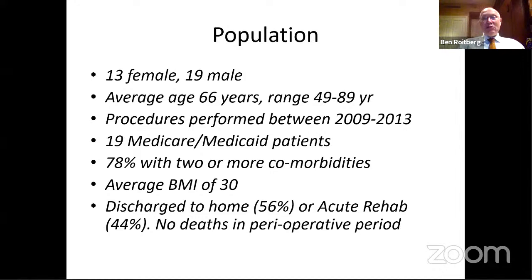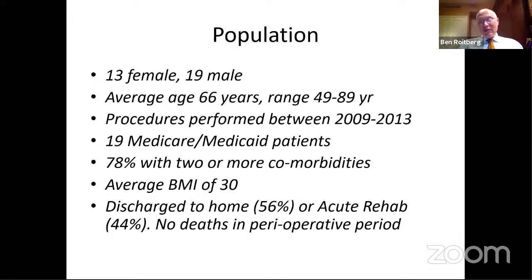So we had an unusually rich amount of information about that series. That population had 13 females and 19 males, with an average age of 66 years. We performed the procedures during this period, and after that was only follow-up. Most of those patients were, as you can see, older and had many comorbidities, and the average BMI was 30.